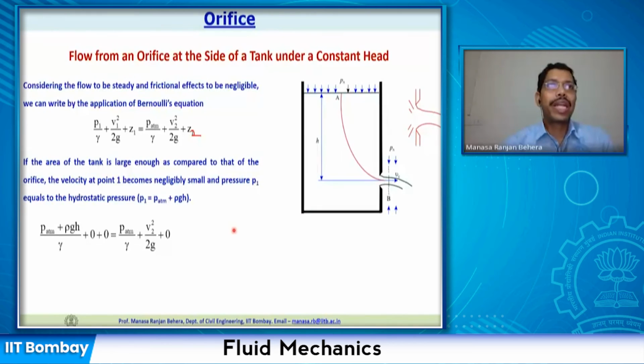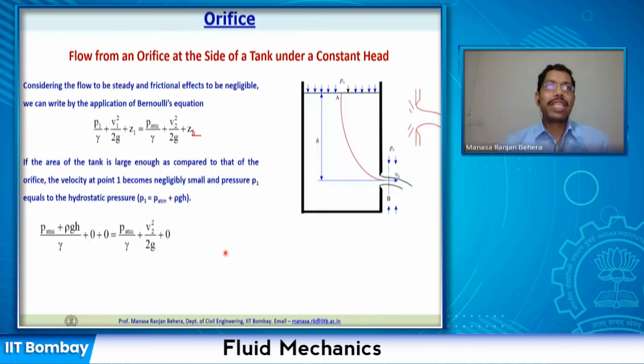Taking that, we can rewrite this equation. So that is going to be P atmospheric plus rho gh by gamma plus 0, because the velocity at location 1 is 0. So it is 0 plus 0, because z is also considered as 0 because we are talking about this reference plane. Both this point and this point are at the same level, so z1 and z2 are 0, and here we have P atmospheric by gamma plus V2 square by 2g.